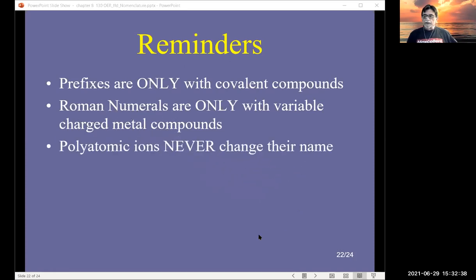Okay, polyatomic ions from the table, we don't change them. So nitrate is NO3. Don't change it to nitrogen trioxide. I've seen that happen. Don't do that. It's just nitrate. And you have that polyatomic ion table with you, so you shouldn't have to change it because it's there. Of course, you use it during your exams.